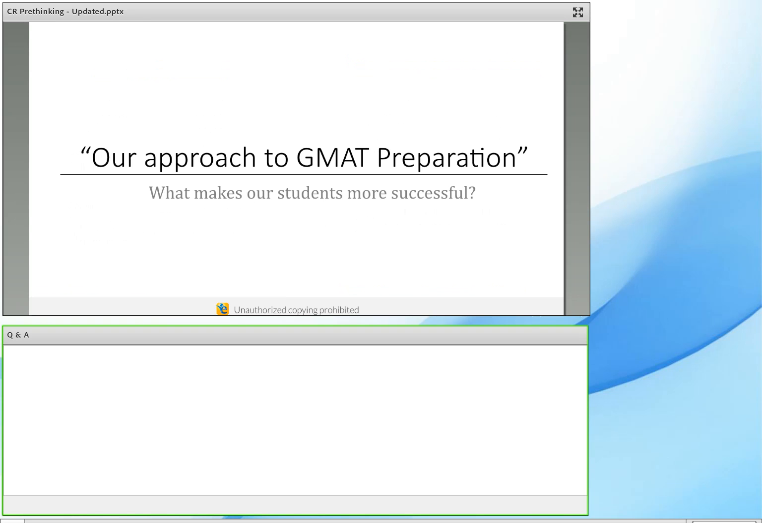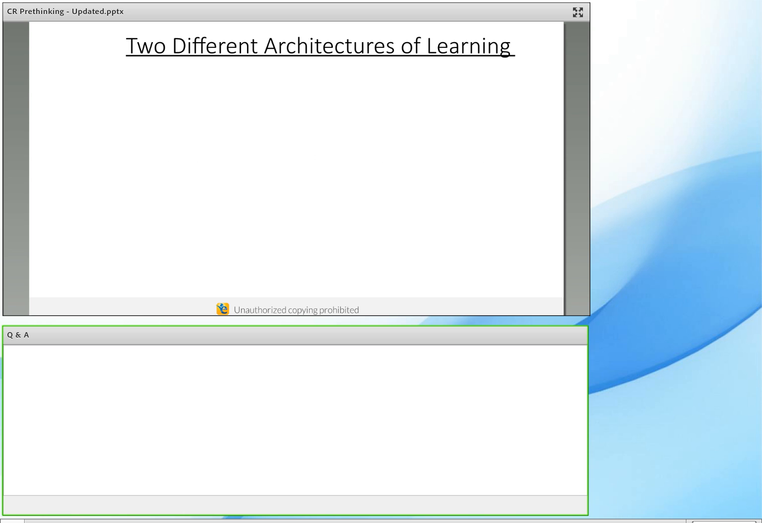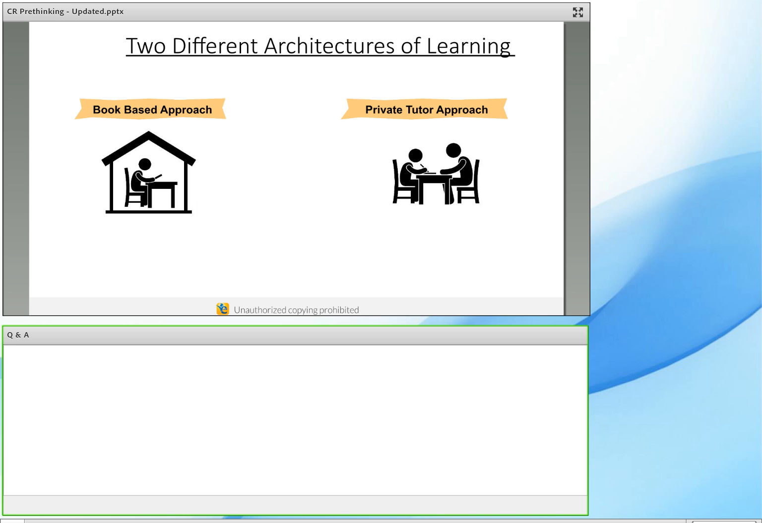So what makes our students more successful? I think there's one thing that makes our students more successful. It is our approach to GMAT preparation. And when you think about the approach or the architecture of learning that we provide, let's look at the two dominant architectures of learning that exist in the world today, and the same architectures do exist in the test prep industry as well. One is what we call the book-based architecture. The second is a private tutoring-based approach.